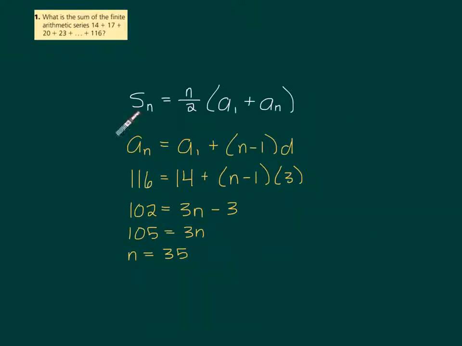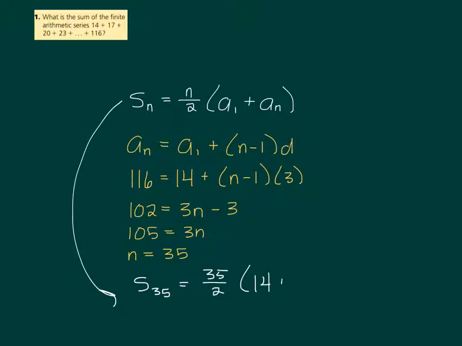Now, up here, we want the sum of the first, now that we know, 35 terms. So we know n is 35, we know a1 is 14, and we know that an, which is now a35, is 116. So the sum of the first 35 terms is 35 over 2 times 14 plus 116, which is what? It should be 2,275.